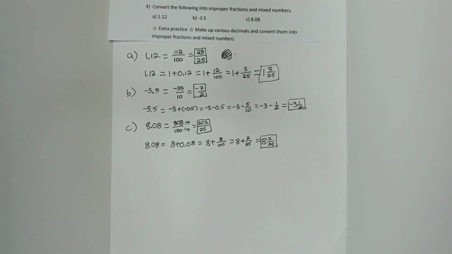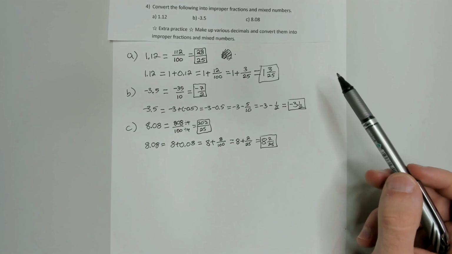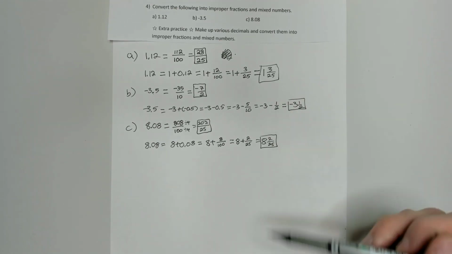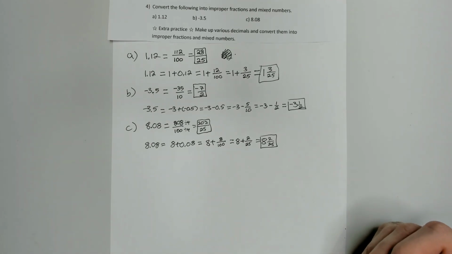Alright, so that's your practice with converting decimals into improper fractions and mixed numbers. For extra practice, you can make up various decimals, like I did here, and practice converting them both into improper fractions and mixed numbers. Make sure to do both positives and negatives for some practice. But yeah, good work, and let's go on to part 5.